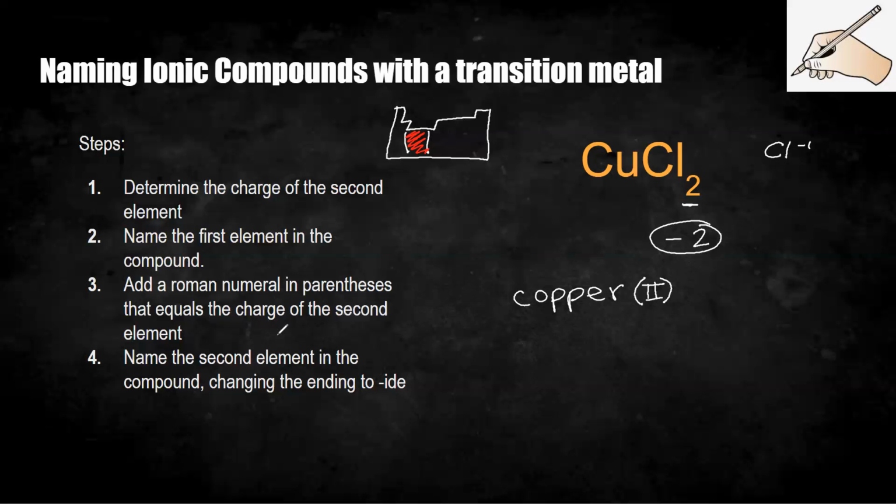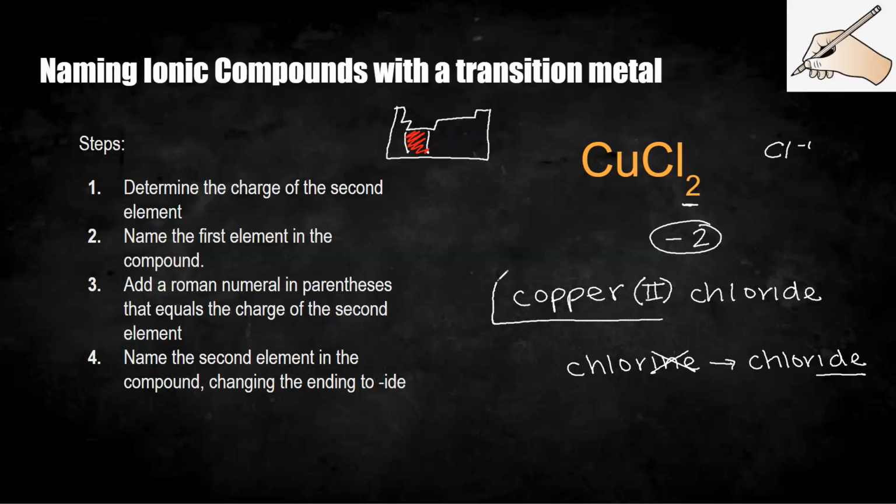Finally, our last step is to name the second element in the compound, changing the ending to "ide." This is the same as our previous problem, only this time instead of chlorine from the periodic table, it becomes chloride. We're going to drop that ending and replace it with "ide." So our final answer for this question is copper(II) chloride.